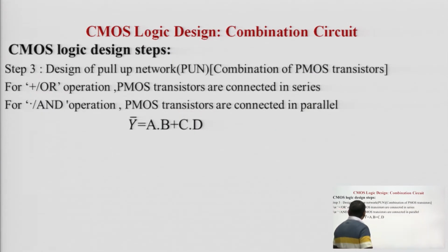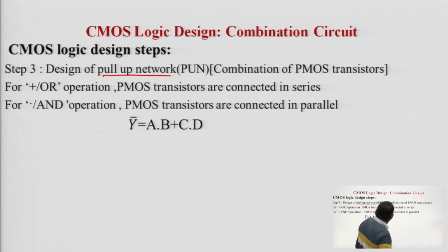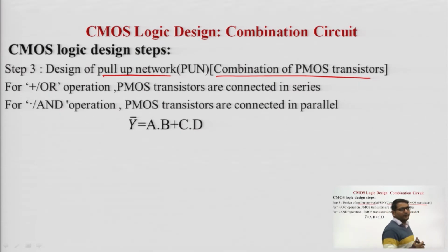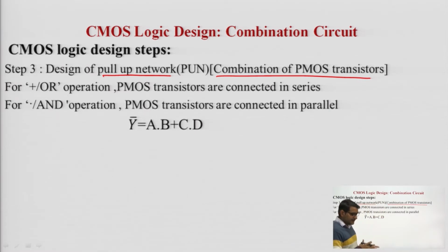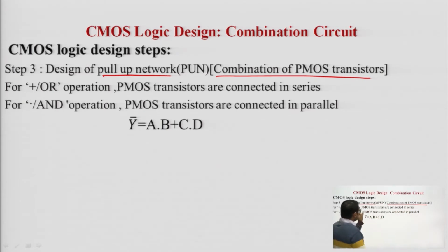Now next, design of the pull up network, that is the combination of PMOS. The PMOS network is the dual network of NMOS. Where we follow parallel in case of NMOS, for PMOS we connect in series. For plus operation or OR operation, PMOS transistors are connected in series, and for AND operation or dot operation, PMOS transistors are connected in parallel.